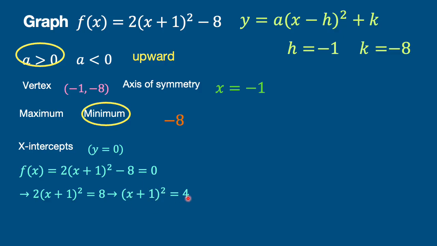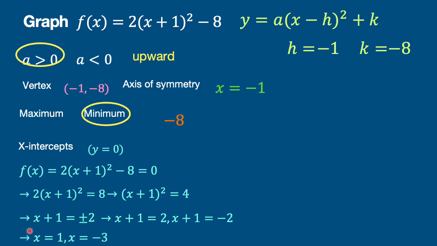Then we take the square root. When you take the square root, don't forget the positive and negative. So x plus 1 equals positive or negative 2. Don't forget it, guys. So you have x plus 1 equals 2 and x plus 1 equals negative 2. Now you find x equals 1, subtracting 1 from both sides, and x equals negative 3. Now the x-intercepts are 1 and 0, and negative 3 and 0. Guys, do you understand this one? Now let's find the y-intercept, where the x value is 0.